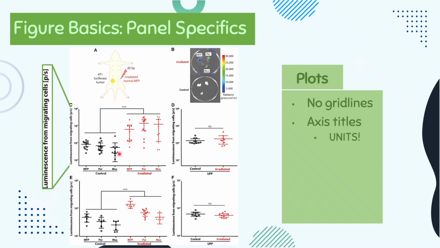So in this paper, what was being looked at was cancer cells that had a luminescent tag migrating to this site over here. While the luminescence is a measure of the migrating cancer cells, it would be improper on the axis to put cancer cells, because that's not actually what's being measured. What's being measured is the luminescence from the cells. And it's very important the unit is included. So the unit here was photons per second, based on the instrument that was used for the reading. So being descriptive, but not too descriptive, with your axes labels is very important.